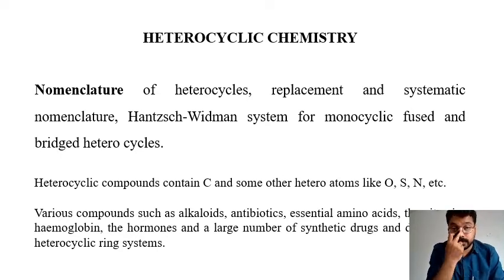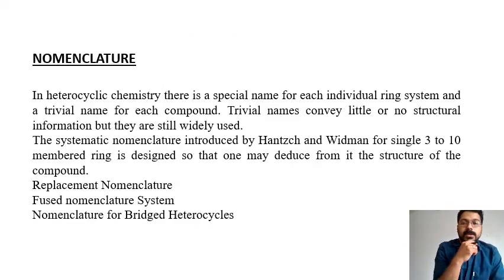So the nomenclature of heterocycles contains different types of methods. One is a simple one, that is the replacement nomenclature. There is a systematic nomenclature system by Hantzsch and Widman, and nomenclature for the fused and bridged heterocycles. So that's what I told you in the case of nomenclature.